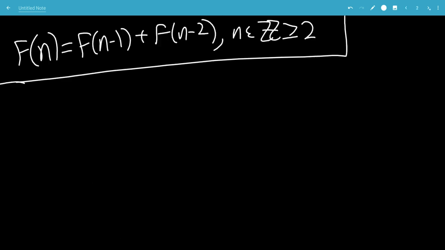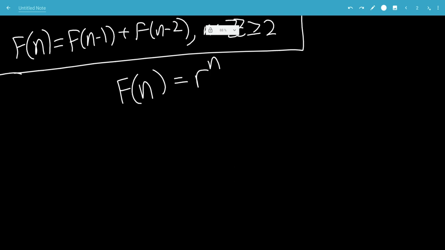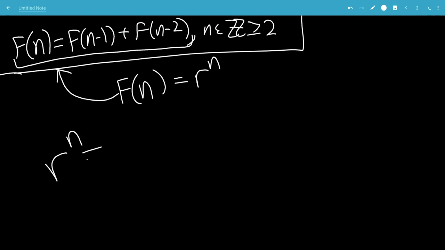So now we're going to find an f of n value. Let f of n be r to the n. This is like differential equations, the way we're solving this. So let's plug that in to this equation. We have r to the n equals r to the n minus 1 plus r to the n minus 2. All we're doing is just plugging in n minus 1 and n minus 2 into this r to the n.